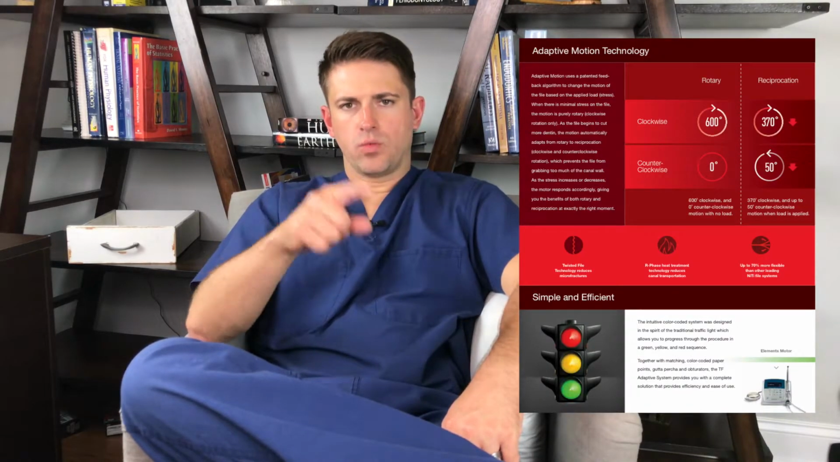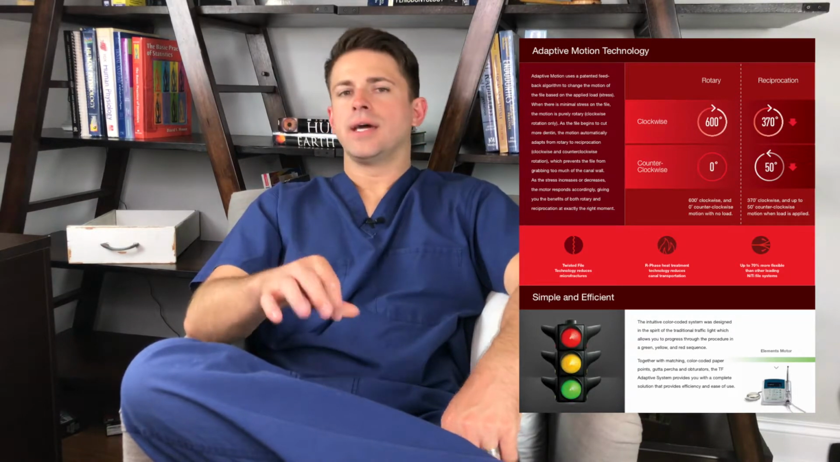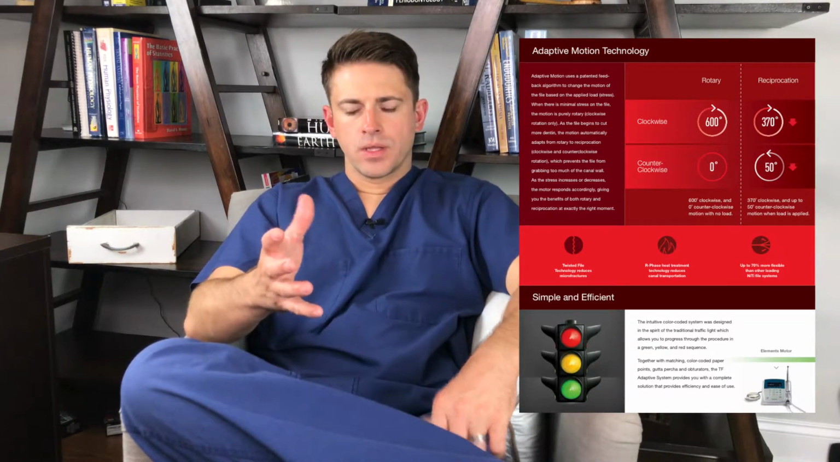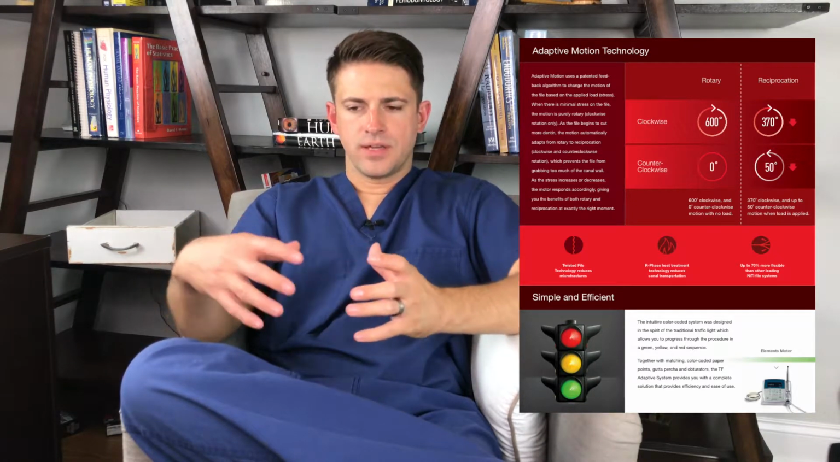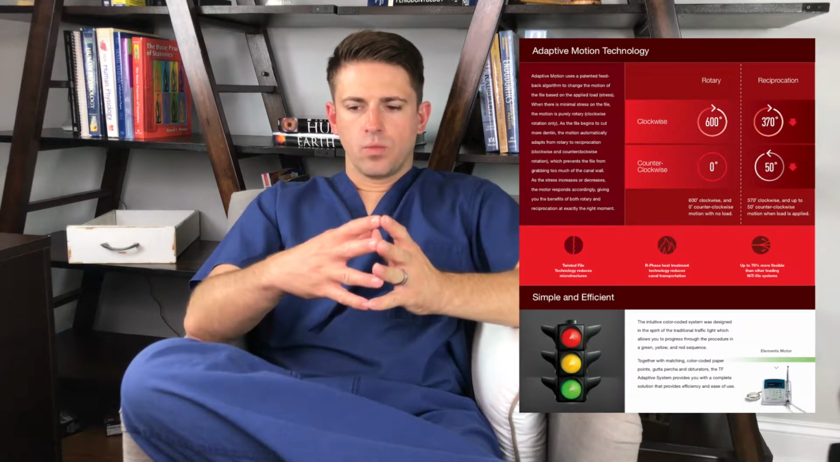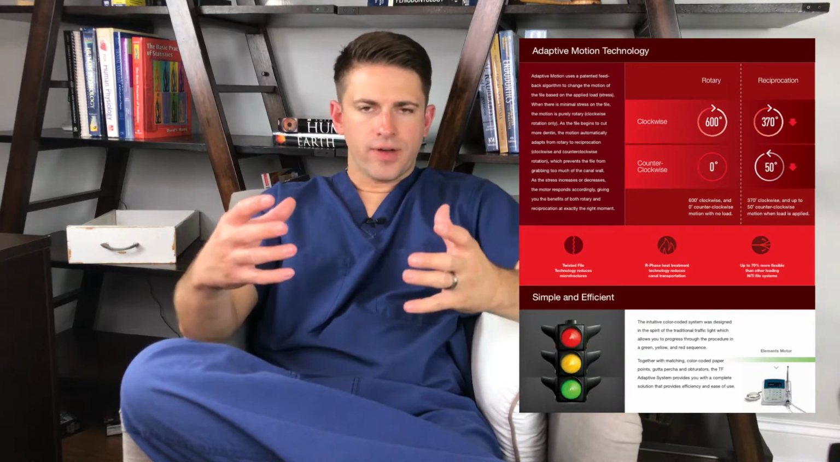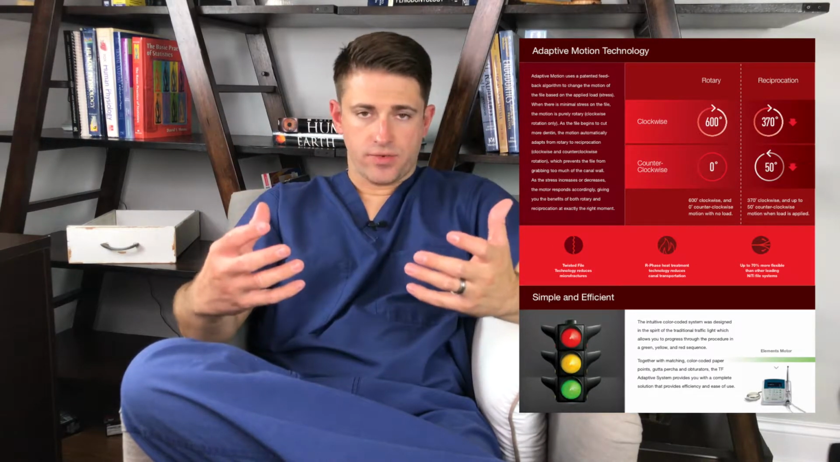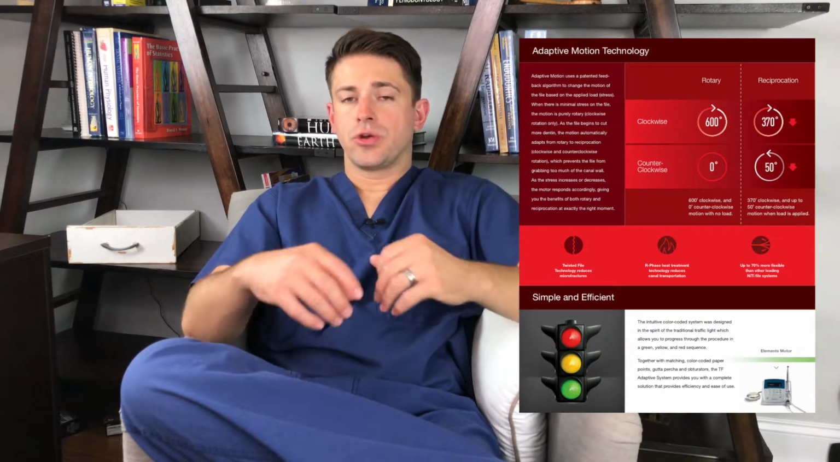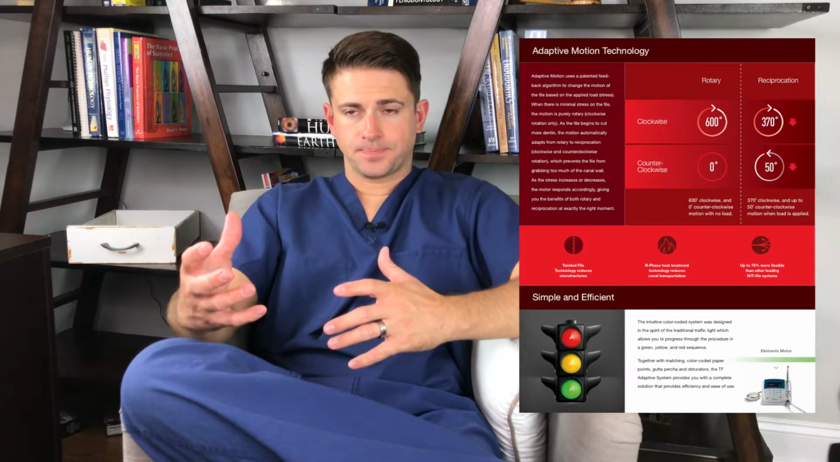So another unique thing about this system is the TF Adaptive system is actually a reciprocating file system. Okay, so what does that mean? If you look at a lot of rotary systems, when the file is turning, it's constantly going in one motion, okay? When you put it in the canal, it's constantly turning in one motion. Now the unique thing about the TF Adaptive system is when you're using the file and it doesn't have any stress on the file whatsoever, the file is actually turning in a clockwise rotation.